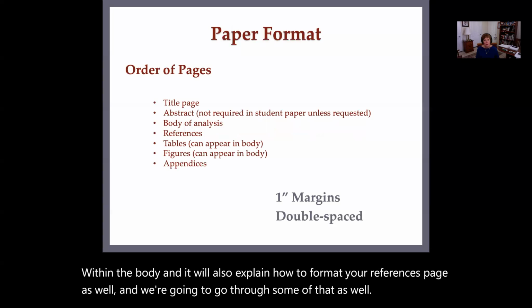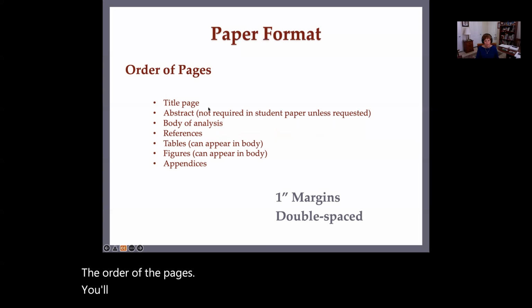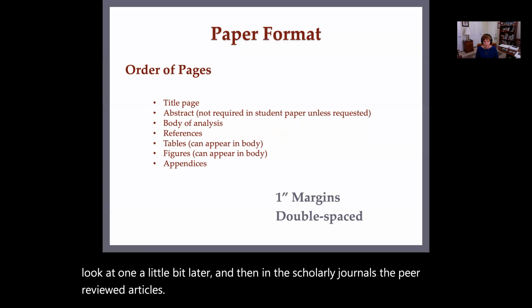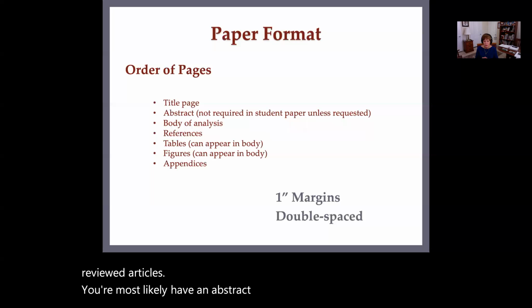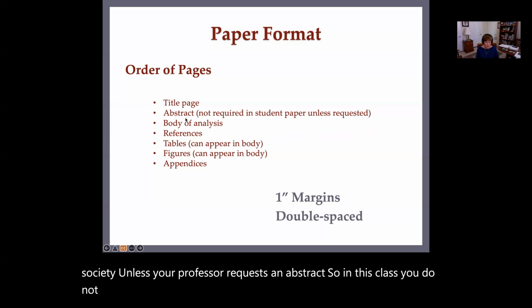So your paper format, the order of the pages. Now you'll see that you have a title page, and all you have on it is a title, and we'll look at one a little bit later. And then in the scholarly journals, the peer-reviewed articles, you'll most likely have an abstract, but not at the School of Business and Society unless your professor requests an abstract. So in this class, you do not need to focus on an abstract.